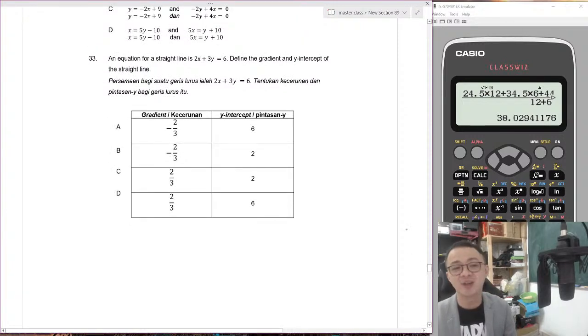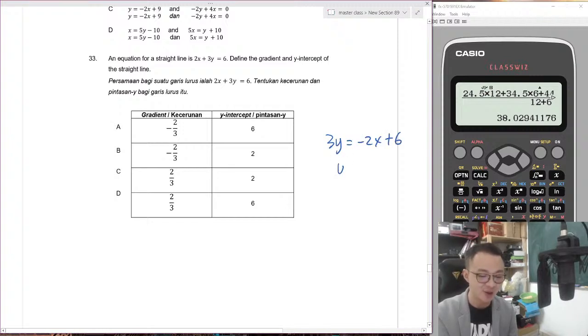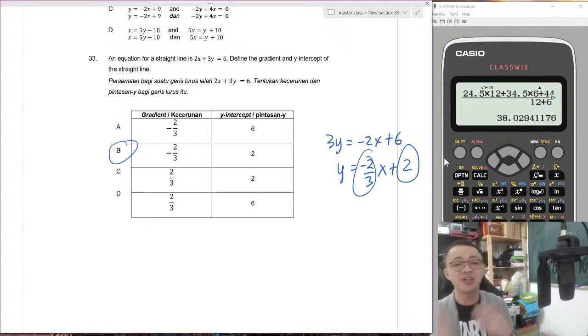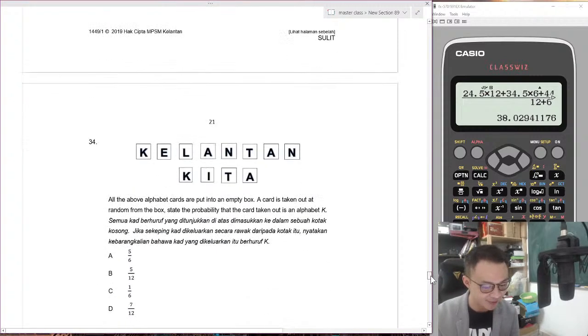Okay, this asks about gradient and y-intercept, so rearrange the equation only. This is a bonus mark. 3y equals -2x plus 6. y equals -2 over 3 x plus 6 over 3, which is 2. Gradient, y-intercept. Rearrange the equation into y equals mx plus c. Very straightforward.